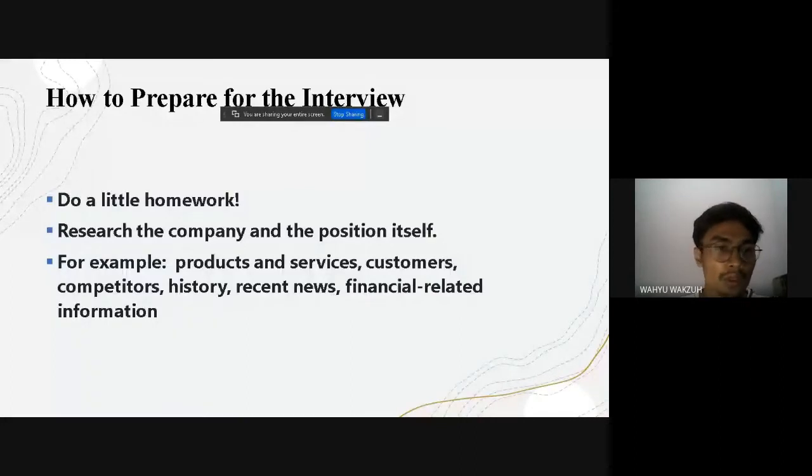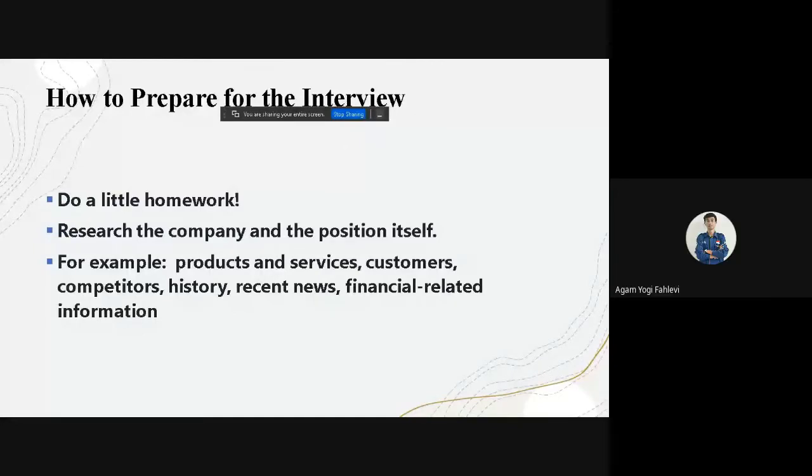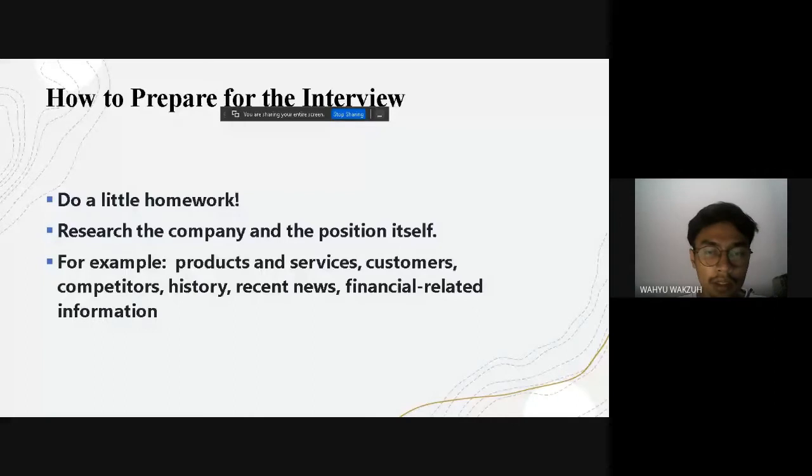Number one, you need to prepare for the interview. Number one, do a little homework. Number two, research the company and the position itself. For example, you need to research the company's products, services, customer service, customers, competitors, history, recent news, and financial information.